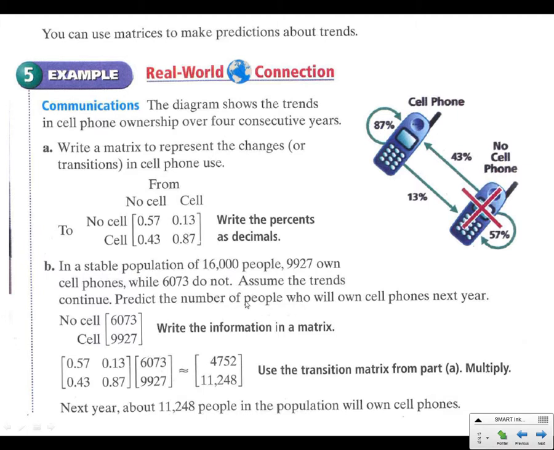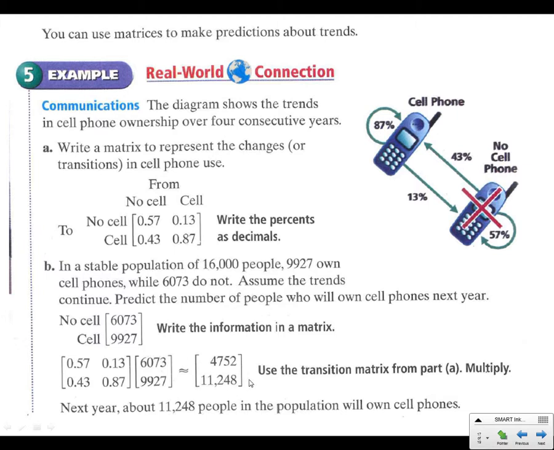And so we can use this as a prediction to figure out if we have 16,000 people and 99.27 own cell phones while 60.73 do not, we can figure out, okay, next year, how many of them are going to have cell phones and how many of them are not going to have cell phones by multiplying these two things together. Okay, and so if you do it here, you end up with these numbers.